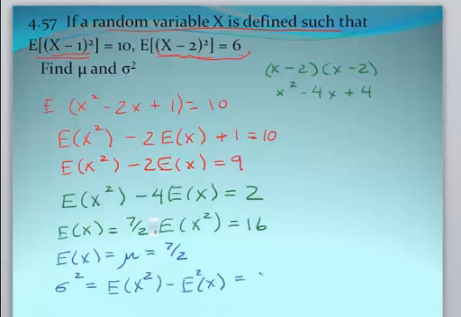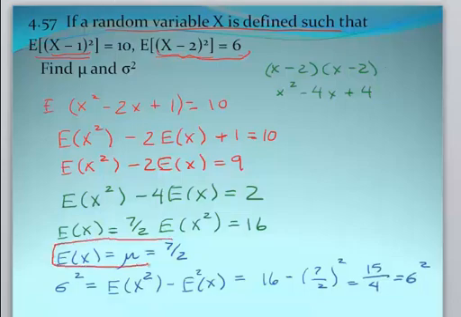And so that's going to be 16 minus, did you hear my cat? Okay, 7 over 2 squared, and that all becomes 15 over 4, which is equal to sigma squared. So we got our answer there. Here's our mean, and there's our variance. And that's all for today, folks.